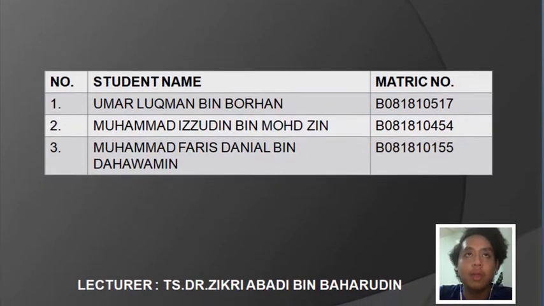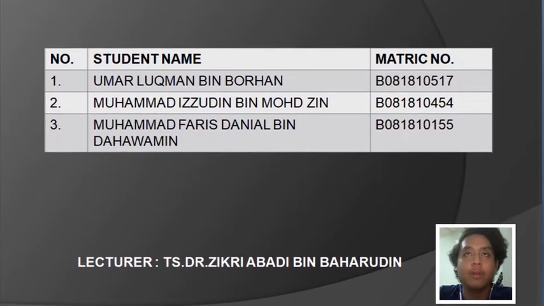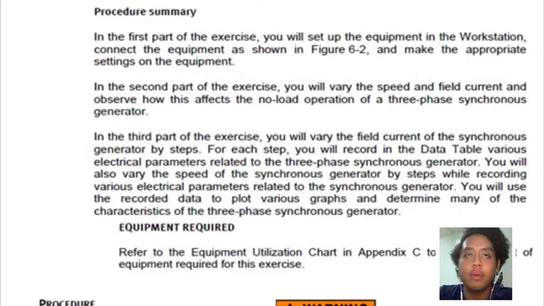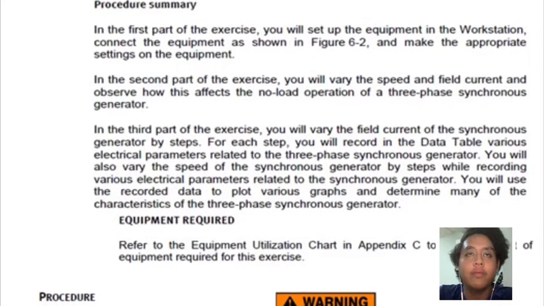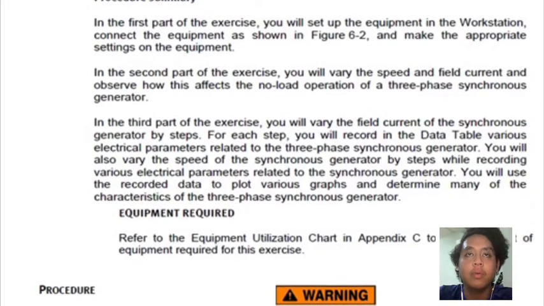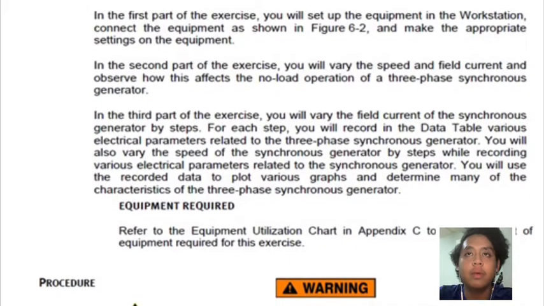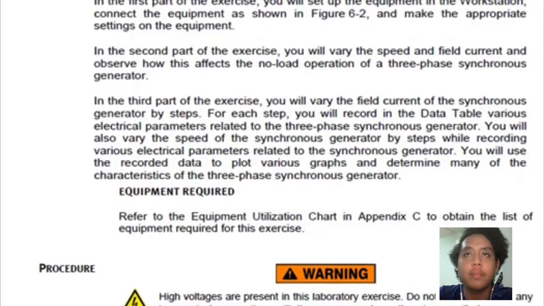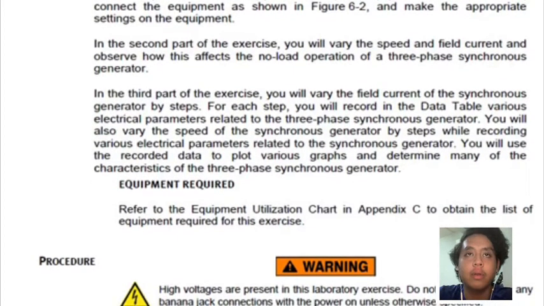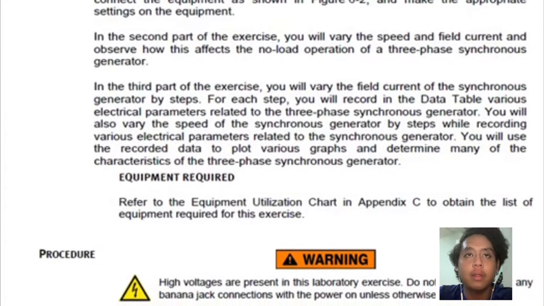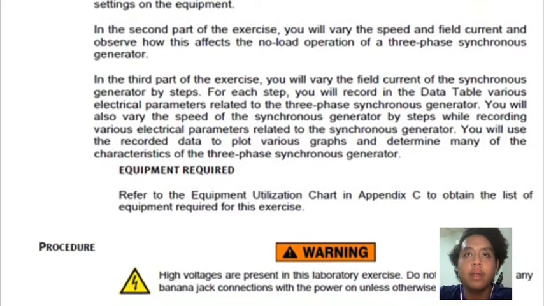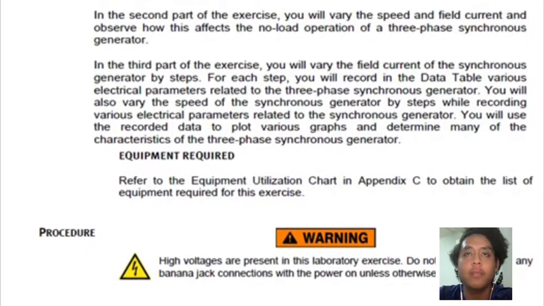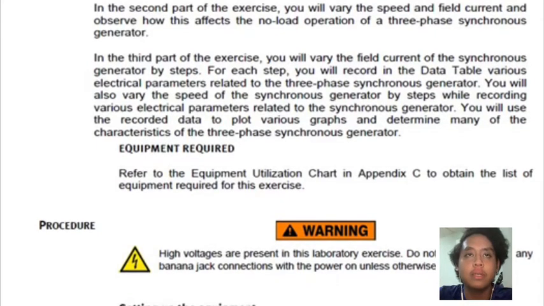Assalamualaikum. So today I want to explain about Lab 4, the 3-phase synchronous generator. So the procedure summary. In the first part of the exercise, you will set up the equipment in the workstation. Connect the equipment as shown in figure 6.2 and make the appropriate settings on the equipment. In the second part of the exercise, you will vary the speed and field current and observe how this affects the no-load operation of a 3-phase synchronous generator.